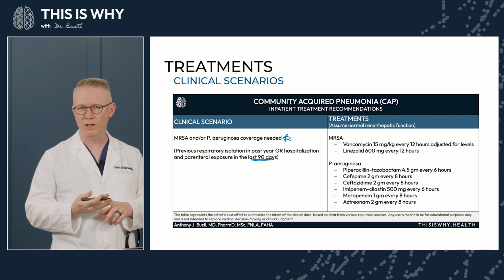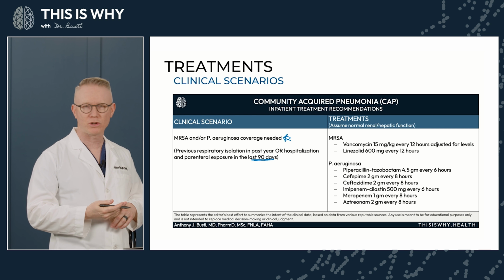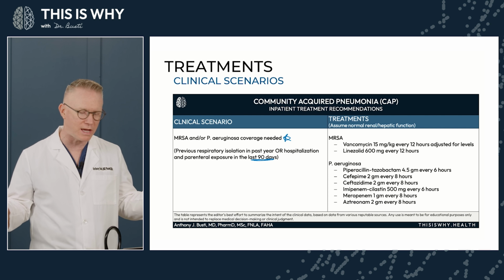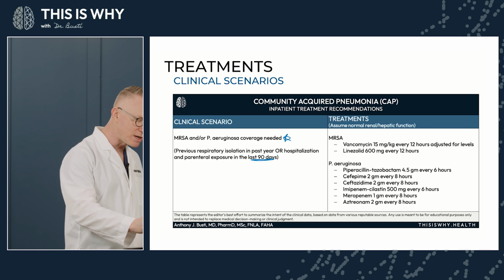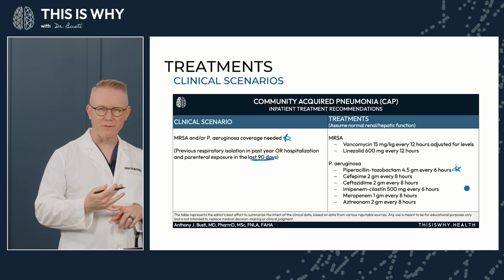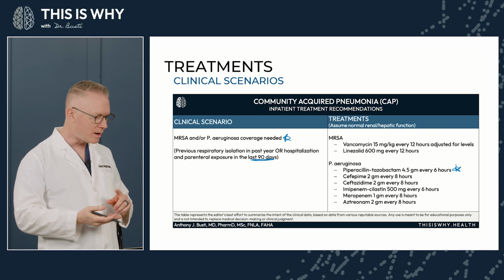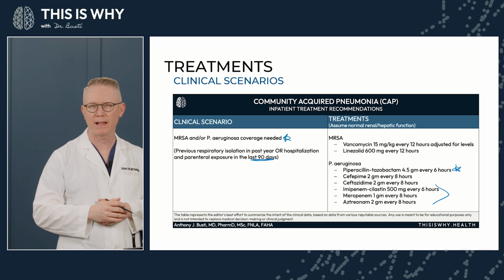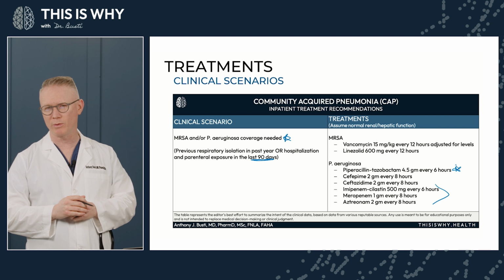Number 2, for Pseudomonas, you need anti-pseudomonal coverage, so amoxicillin's not going to do that, Augmentin's not going to do that, ampicillin's not going to do that. You need drugs like piperacillin, cefepime, ceftazidime, moving on to imipenem, meropenem, doripenem. These are all for your gram-negatives that would have anti-pseudomonal properties.